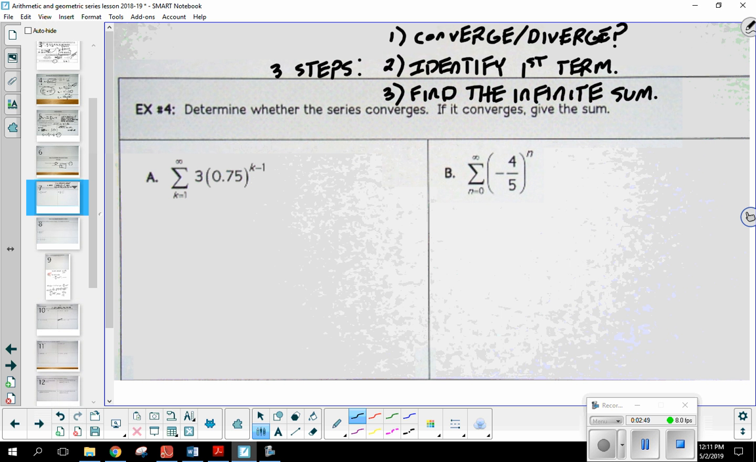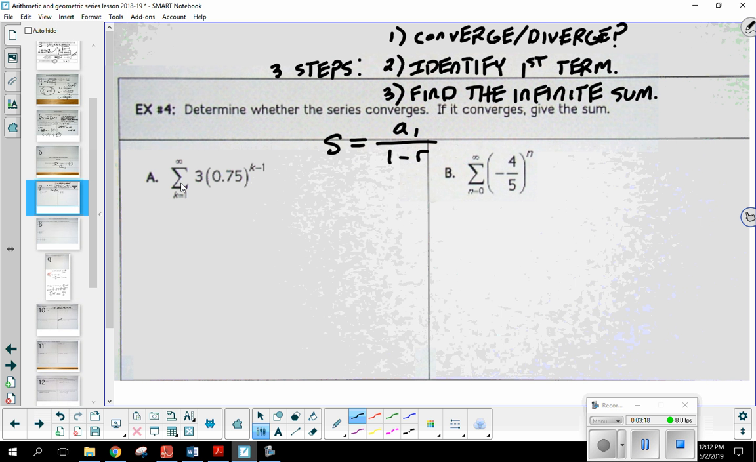Determine whether the series converges. If it converges, give the sum. You'll notice these are infinite sums. How do I know that? The top value right above sigma is the infinity symbol. So the formula you're going to want to use is the one we were just looking at: a sub 1 divided by 1 minus r. Very simple, straightforward formula.